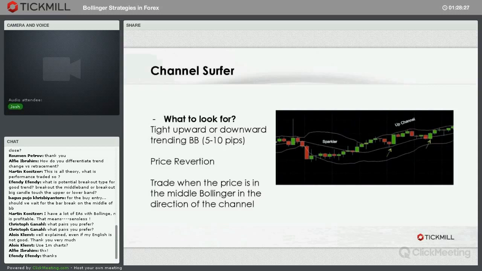Okay, see a question from Martin Konitz. I have a lot of EAs with Bollinger and is profitable. That means senseless. I don't understand your question, please. If you're using EAs with Bollingers, yes, that is probably a senseless thing to do, because what I have described here cannot be programmed into an EA, or it can, but it will take an immense horsepower in backtesting. This requires a human computer to do these trajectory checks and entry points. But if your EA actually can do all of this and you're getting a low win rate, that would be interesting to see. Kindly send me the EA.